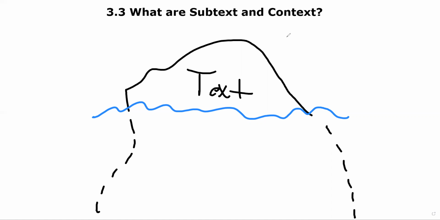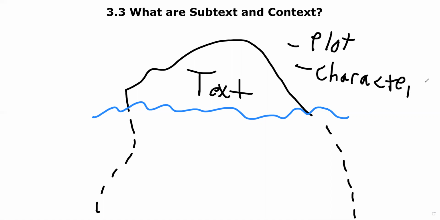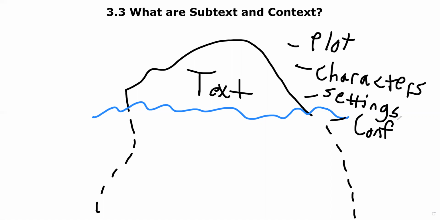And this would constitute things like plot, characters, settings, and conflicts. So everything that is communicated explicitly is the surface of the text, everything that we can see that we do not have to break down. It is the thing that is presented to us.